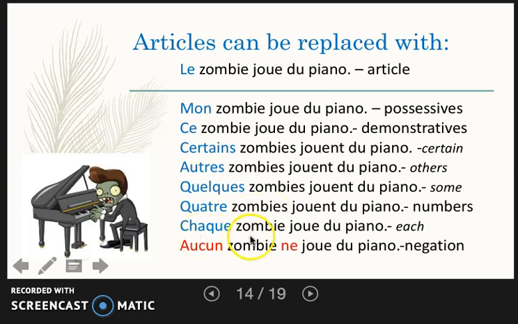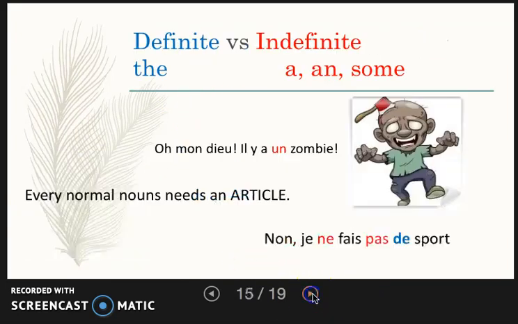Each zombie, "chaque zombie," again, I can replace the article with "chaque." You don't want "the each zombie." And the negation, "aucun zombie ne joue de piano." No zombie, not a single zombie. So again, these can all replace articles, which is really fun.